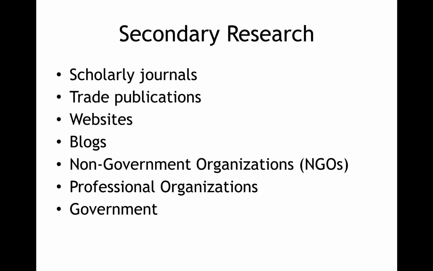Some examples of secondary research. Secondary research would include things like journals, trade publications, newspapers, websites, blogs, non-government organizations, NGOs, professional organizations, the United States government, the Census Bureau, things like that. Anytime you Google, you're probably going to wind up with some kind of secondary research.